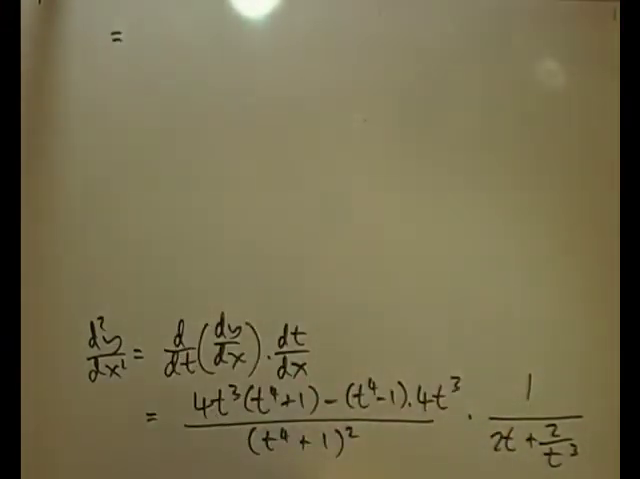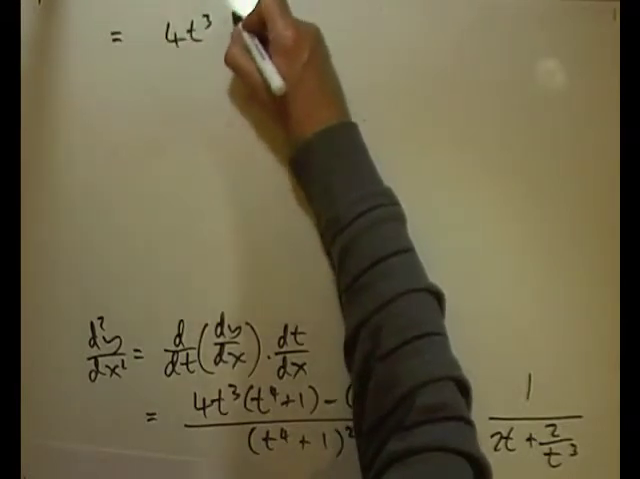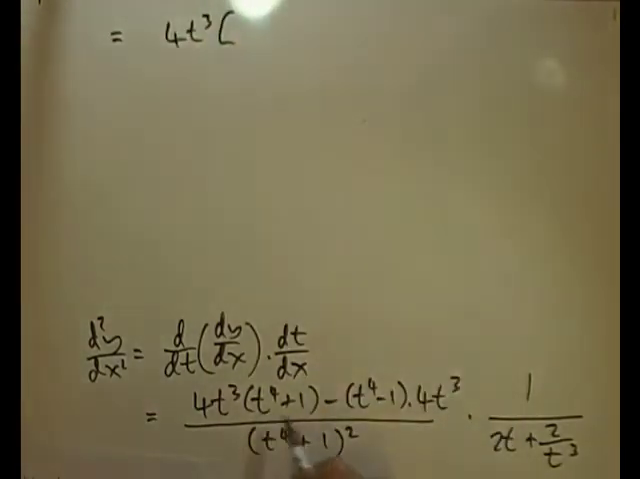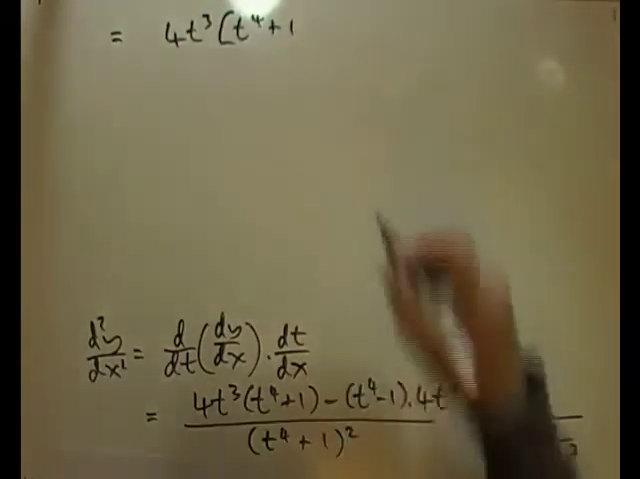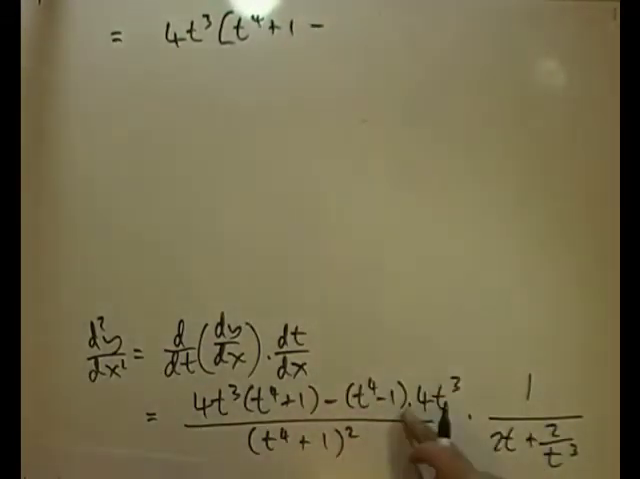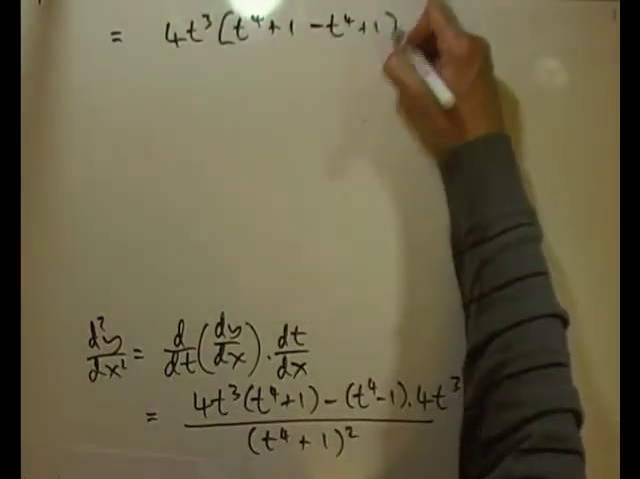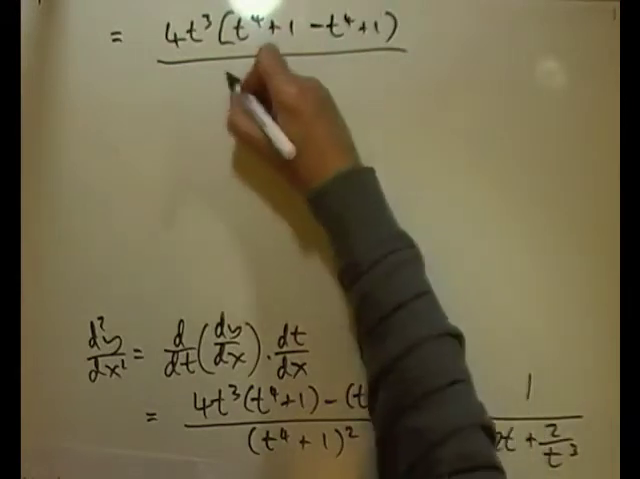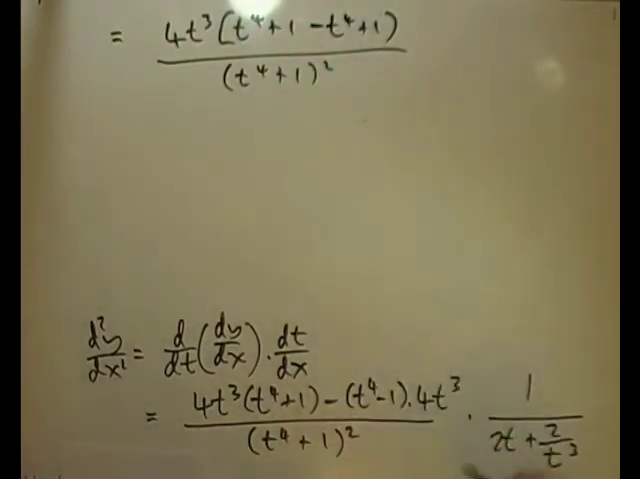Equals. Now, for this part, I've got common factors of 4t cubed, so I can take that out. 4t cubed, that was very handy. And that leaves me with a t to the 4 plus a 1 minus a t to the 4 minus 1, so that's minus t to the 4 plus 1, minus t to the 4 plus 1, all over t to the 4 plus 1 squared.